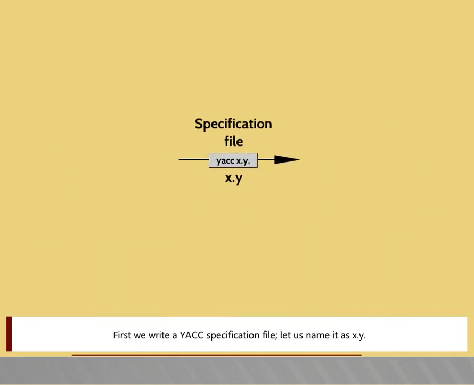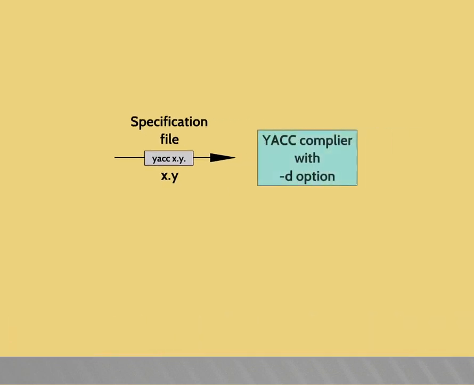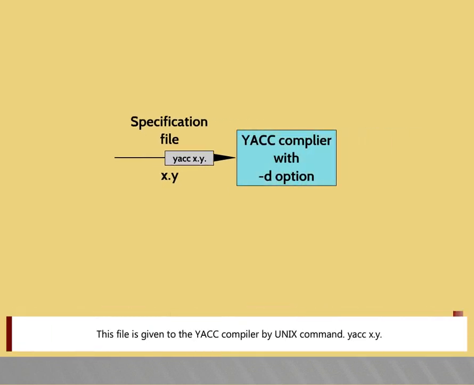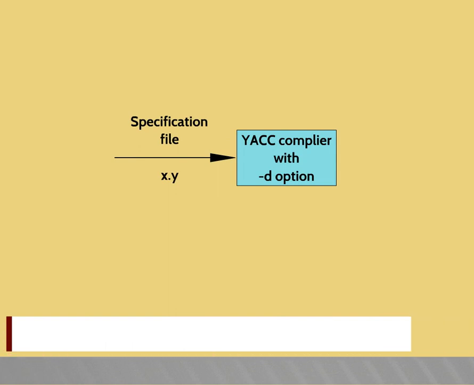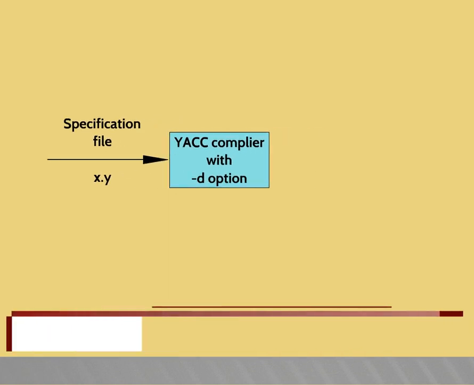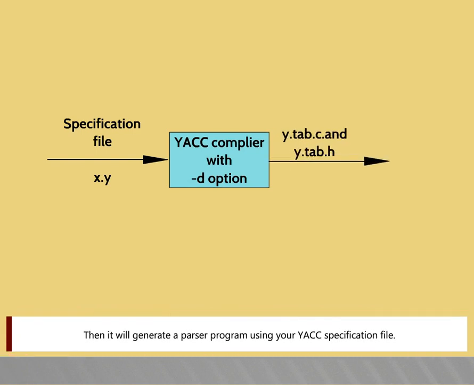First, we write a YACC specification file. Let us name it x.y. The file is given to the YACC compiler by the Unix command yacc x.y. Then it will generate a parser program using your YACC specification file.